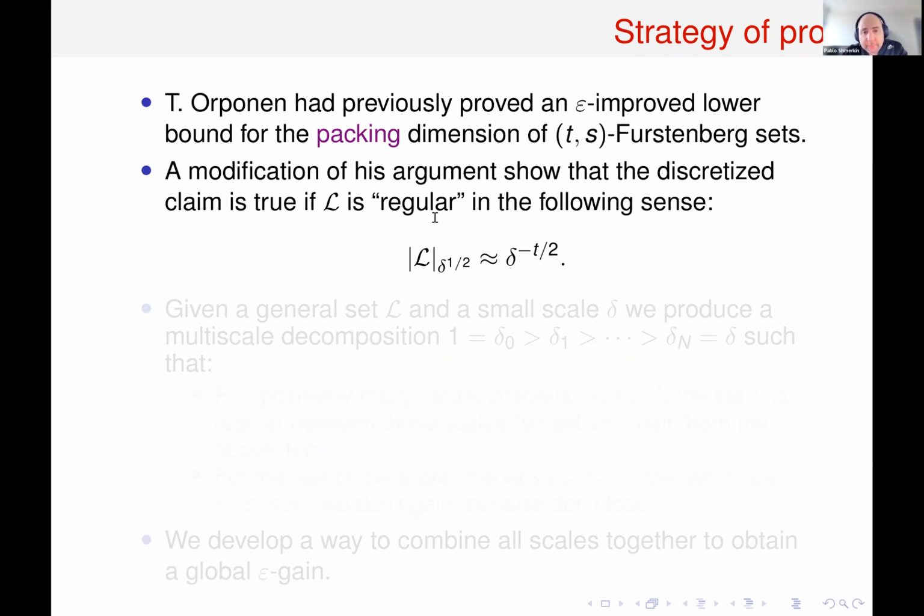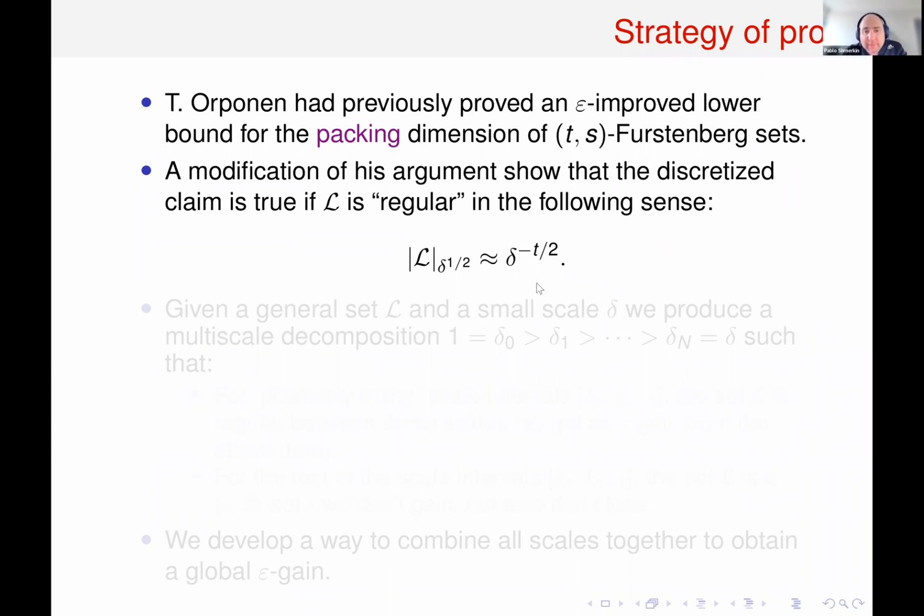Okay, so in fact, if you look at the discretized version, and the set has this property, which is some sort of regularity, but a very weak regularity, that the size of the set at scale square root of delta matches the exponent, the dimension of the set. This is in some sense like saying that the box dimension of the set of lines is equal to the Hausdorff dimension of the set of lines. Something like this. It's actually much weaker than that, but that's one way of thinking about it.